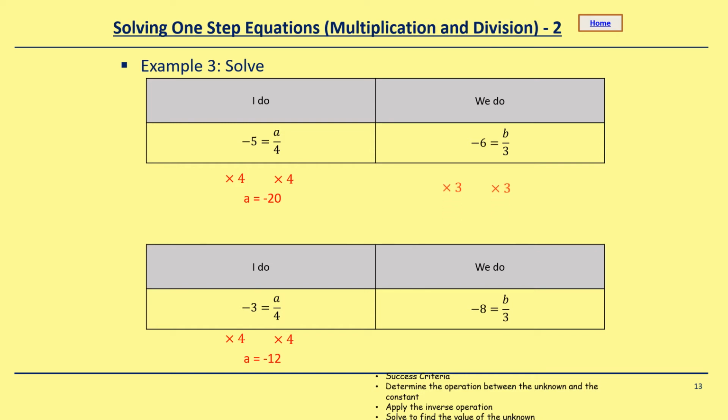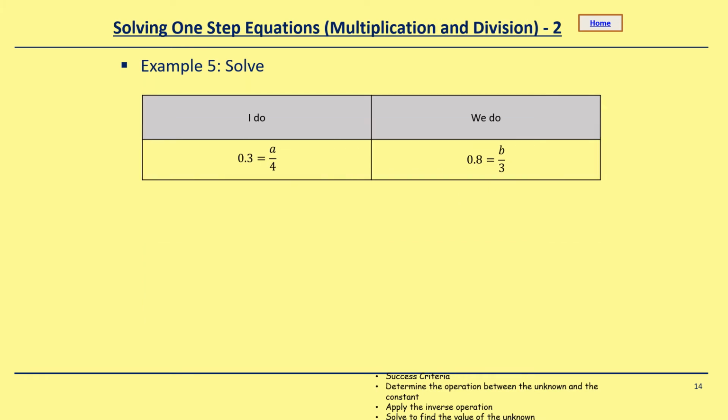Okay, you should have got multiply both sides by 3 and b equals negative 18. Again, multiply both sides by 3 and b equals negative 24. Okay, so if you haven't got any of these 2 correct, just check it wasn't your times tables, or check that you got the operation correct.